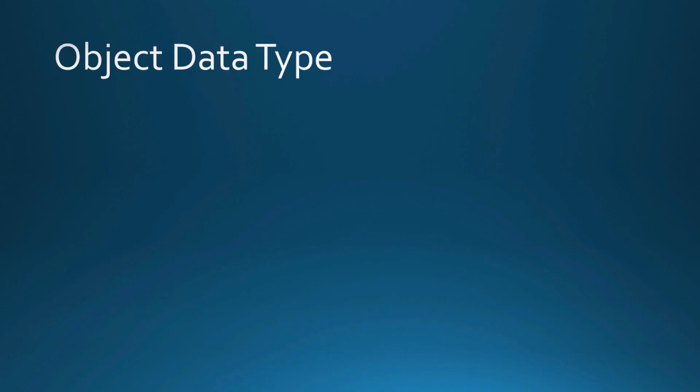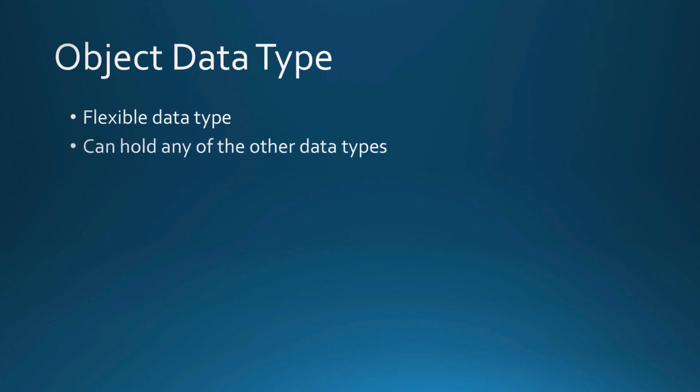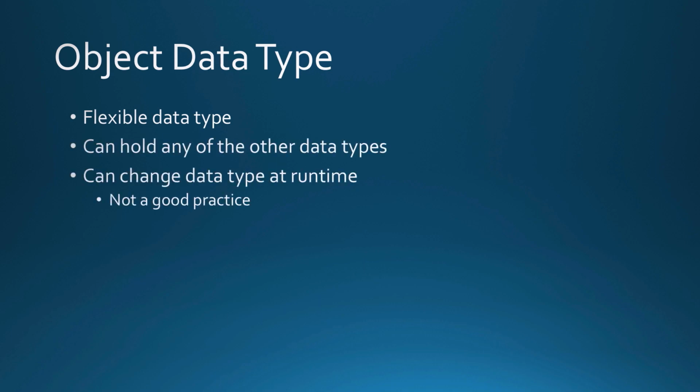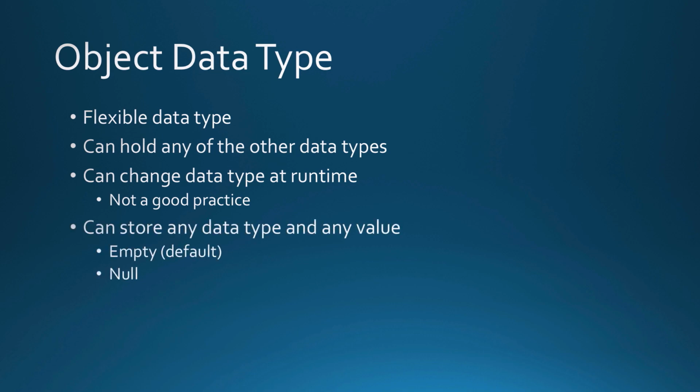There's a special data type in C# called object. Now this is a very flexible data type in that it can hold any of the other data types. And you can even change the data type at runtime. This is not a good practice. You generally don't want to do this. In fact, you're going to find very few uses for object. Please don't use it unless you really have to. But it can store any data type and any value, including empty and null.